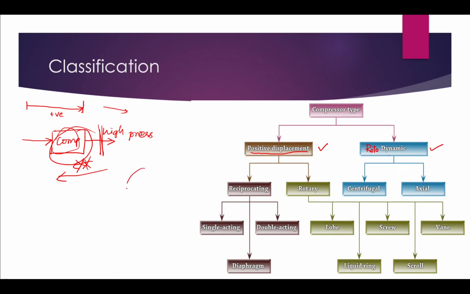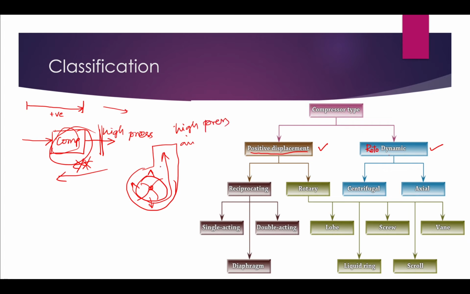In centrifugal compressor, there will be an impeller. Here there will be entering of atmospheric air, and due to high velocity of the compressor, this air will be getting out of the impeller due to centrifugal force, and this all will be collected and sent, and high pressure air will be coming out of the compressor.